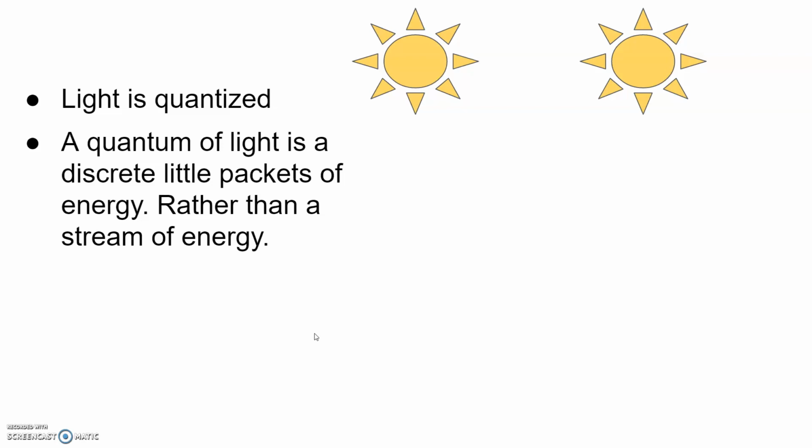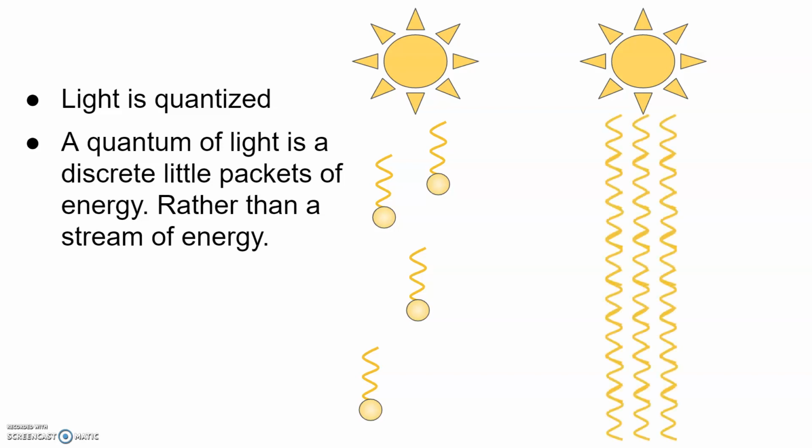So light is quantized, and that may be something that you've heard before, but what exactly does that mean? It essentially means that a quantum of light is a discrete little energy packet. So rather than a stream of energy, light travels in these quantized energy packets. If you think of light coming from the sun, you can think of it as little packets at certain discrete energies traveling from the sun. That's different from the idea of a continuous stream of light.